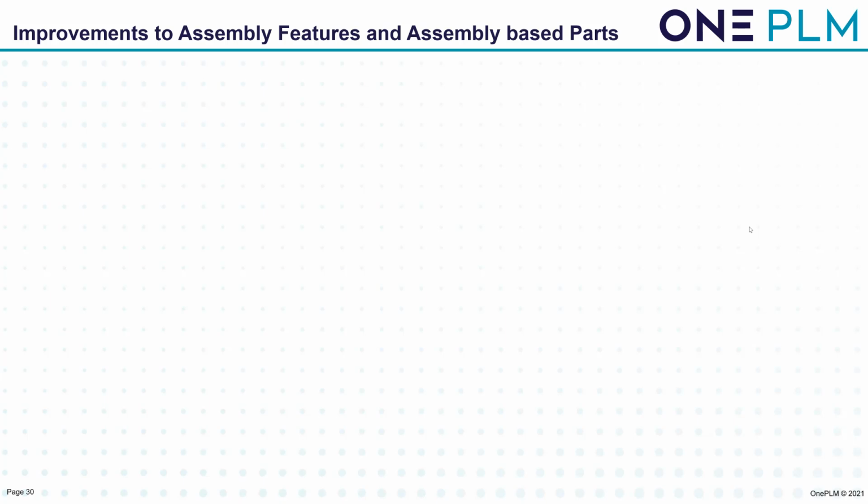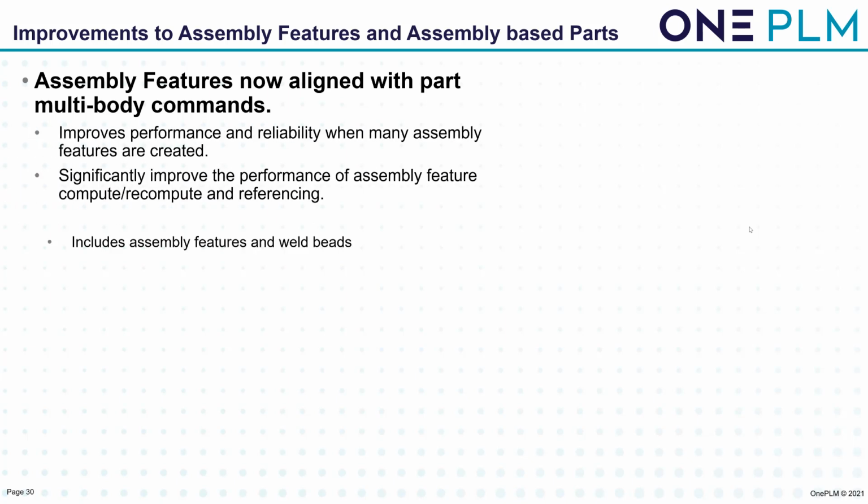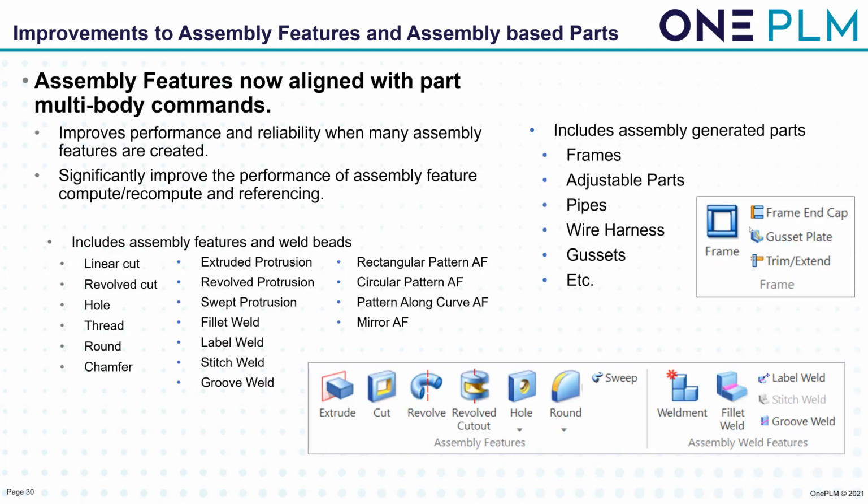Let's have a look at improvements to assembly features and assembly-based parts. So I'm just going to skip to the end on this slide. So the idea of this is that assembly features are now aligned with the part and the part multibody commands. So it means that all the commands that we've got in our assembly features now work much more like they do within the part environment. So this improves the performance, reliability when many assembly features are created.